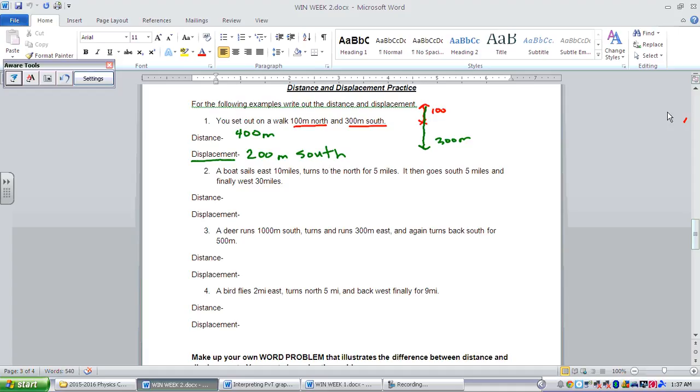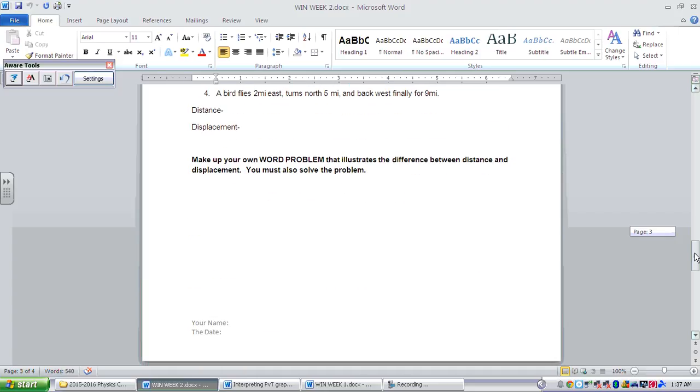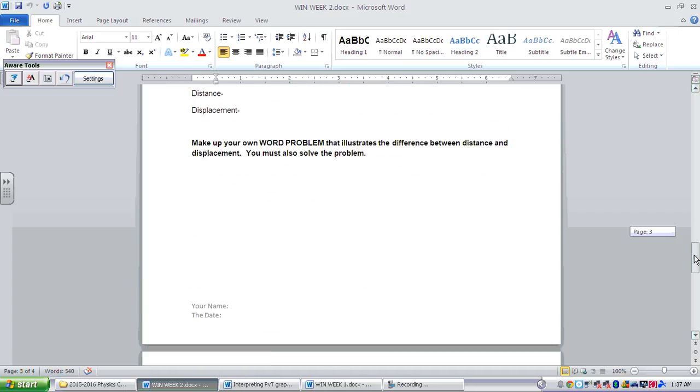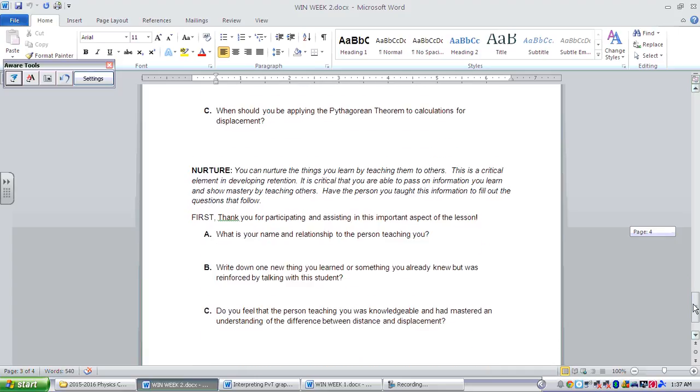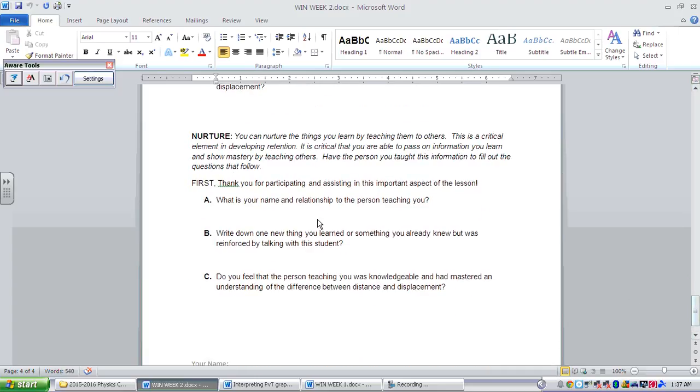Okay, so you'll complete the rest of these in that format. And then you have to make up your own word problem on distance and displacement. There are a few questions to help you internalize information, and then again, very similar to last week, you'll have to pick somebody that you can teach this to, and then they will fill out sections A, B, and C here at the end for you. Okay, so a little bit less work than last week, but it's to the point and it goes over some of the things that we're going to be covering this week, specifically distance and displacement.